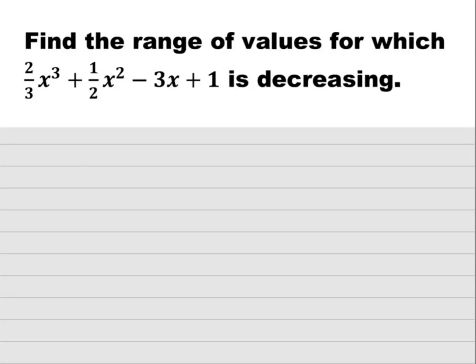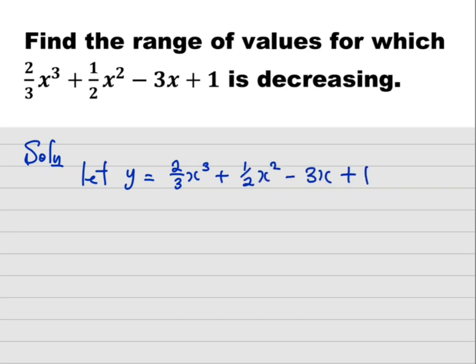Today we are going to be looking at a question under application of differential calculus. Find the range of values for which the expression is decreasing. So we'll start with the solution. The first thing we'll do: let y equal 2 over 3 x cubed plus 1 over 2 x squared, then minus 3x, then plus 1.